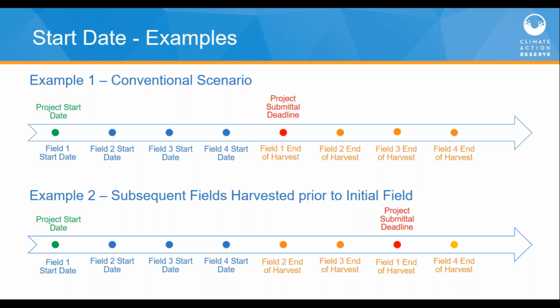In the second example here, you can see a situation where the first field that was used to set the project start date, the harvest or cultivation year, actually ends after the second and third fields end. In this case, that window of opportunity to submit a project to us for listing could in fact happen after the second and third fields had ended their harvest, assuming that their start date was after the project start date.